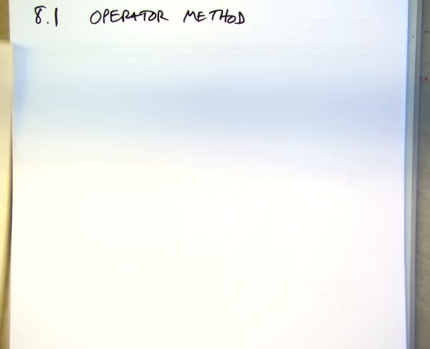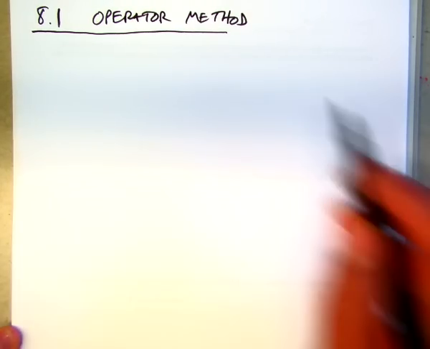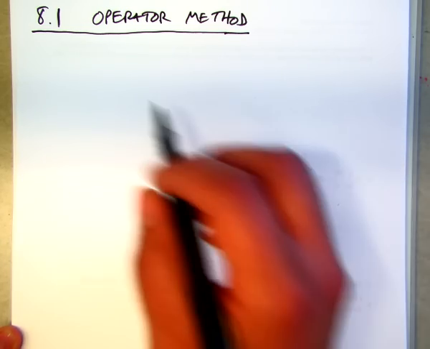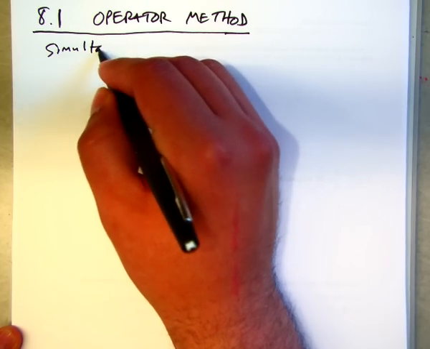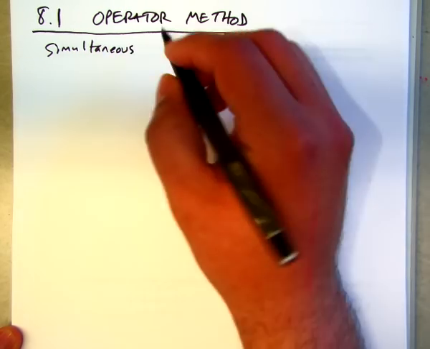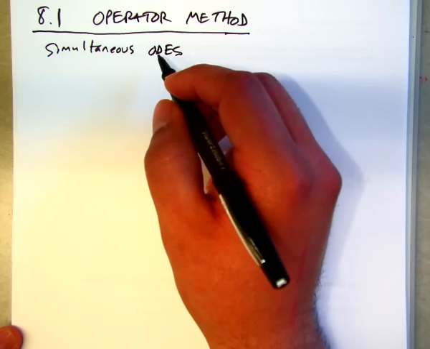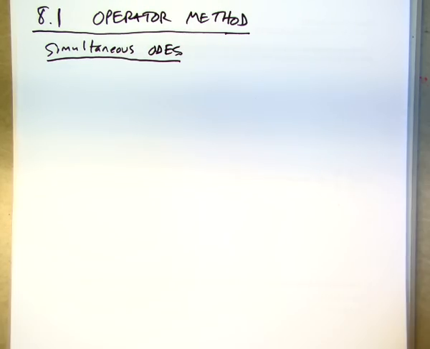So the first method is called the operator method. And here's the idea. So we're going to have simultaneous ordinary differential equations, which means, again, that we have two or more equations that contain derivatives. So just like linear systems, we have now systems of differential equations.